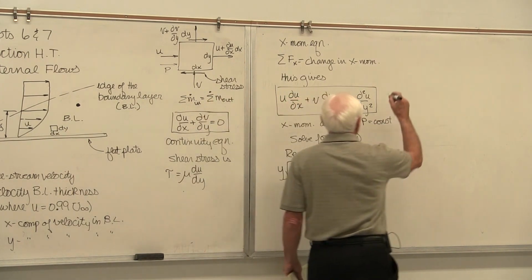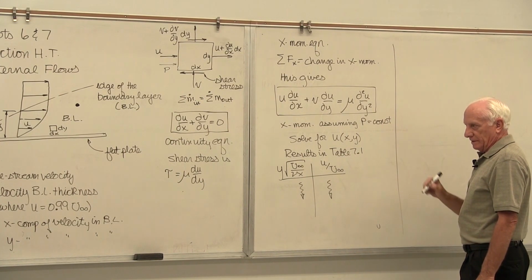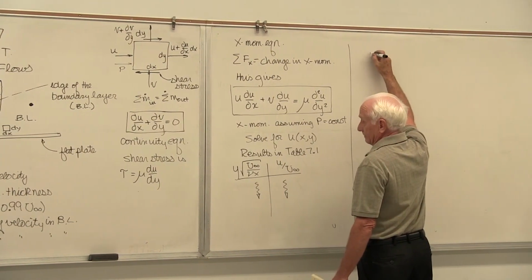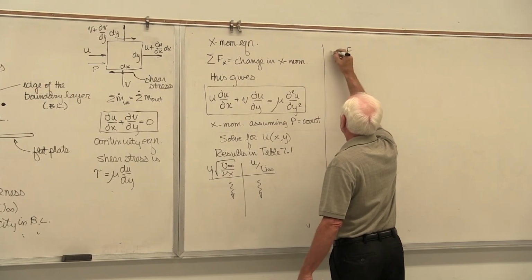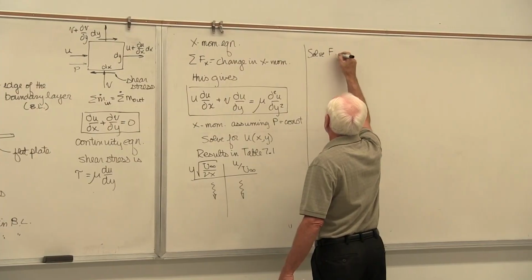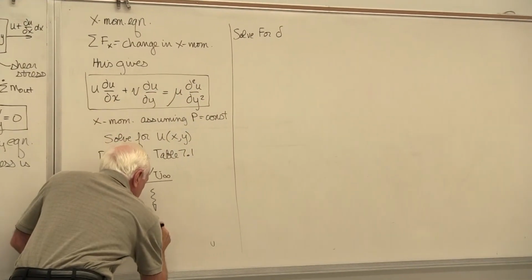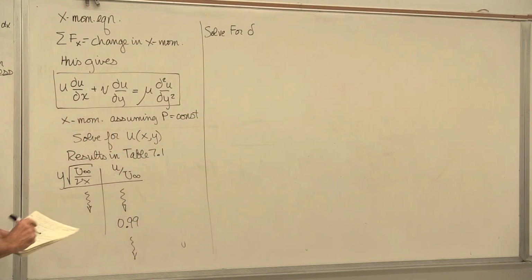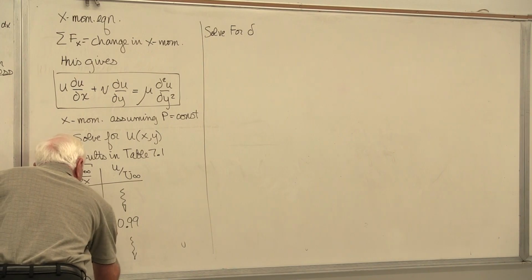So what we do now is we say, okay, I want to find out what delta is as a function of x in that picture. So let's solve this for delta. Now where's delta? Delta is where u over u infinity is 0.99. So go to the table, 0.99, this is what you would do. And then over here you'd find a value of 5.